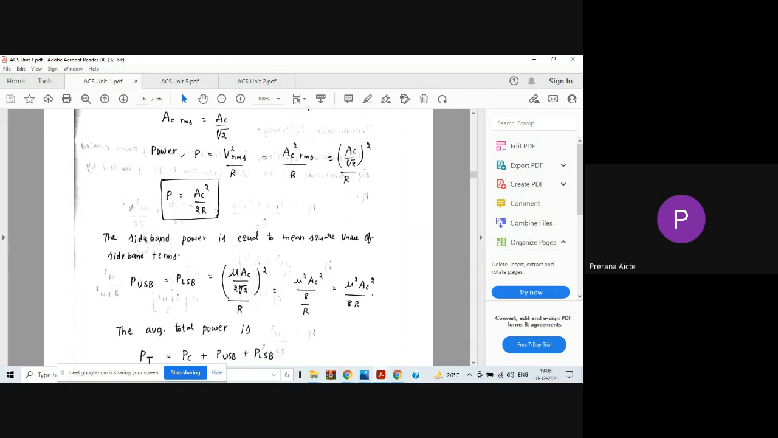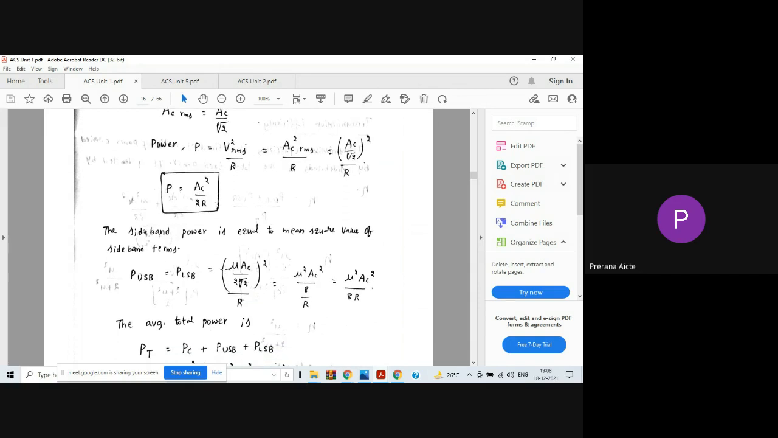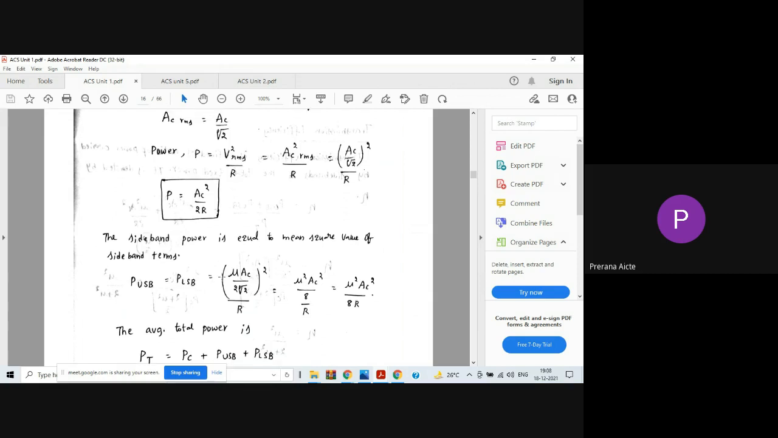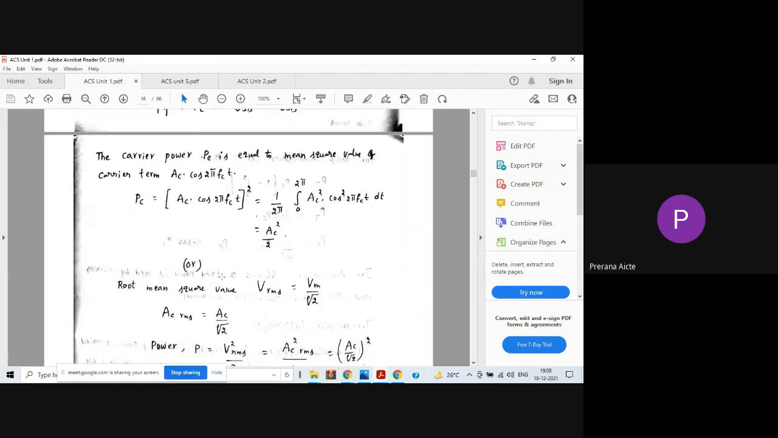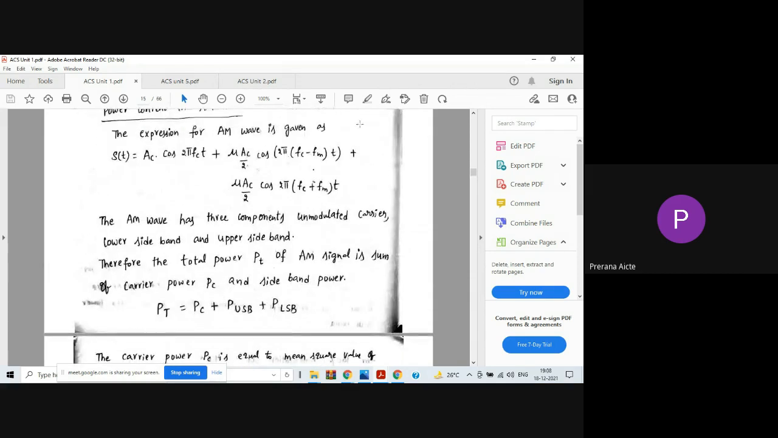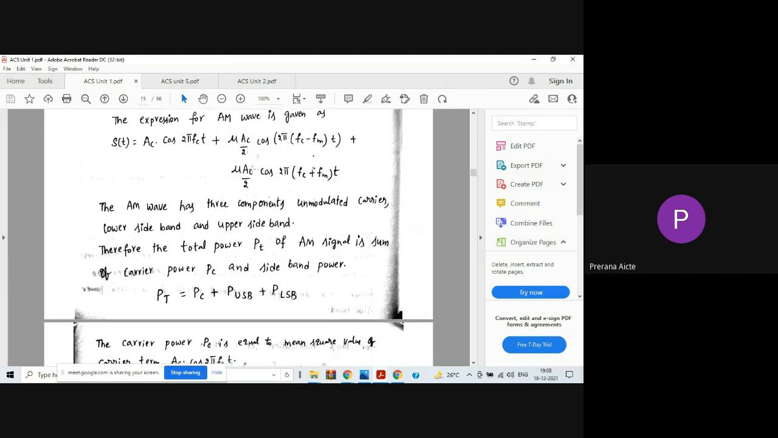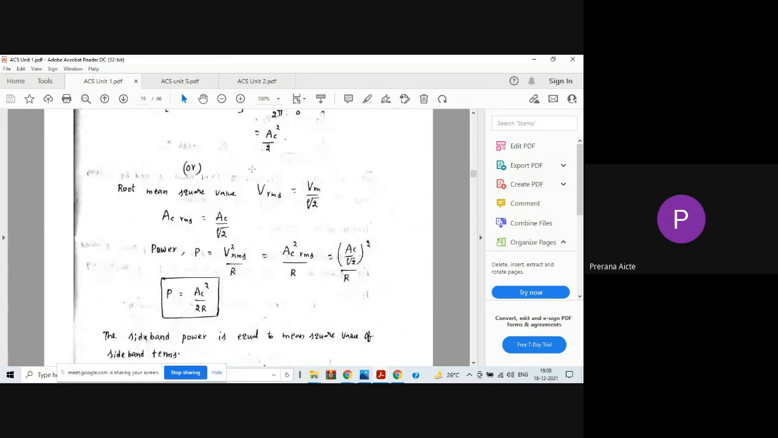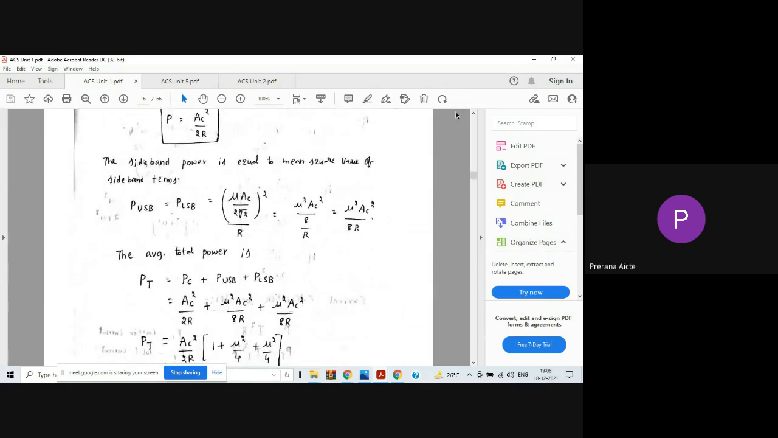And similarly, how do you get the expression for sideband powers? P LSB equals mu Ac by 2. Why? Because if it is Ac, it means Ac by root 2. Here it is mu Ac by 2, that is mu Ac by 2 root 2. So it is (2 root 2) whole square, nothing but 8, right? That's why here it is mu square Ac square by 8R.